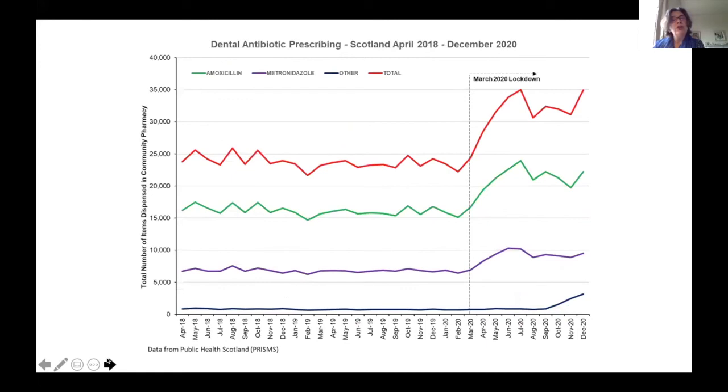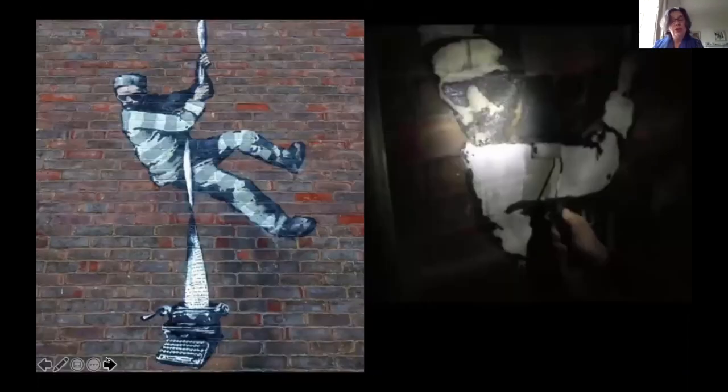And also what has changed is the prescribing of antibiotics. And all the work that had gone on in trying to reduce the prescribing of antibiotics, as you can see, there was a dramatic change in March. And actually that is continuing. And so there, I think, we need to understand why that is and work towards reducing it.